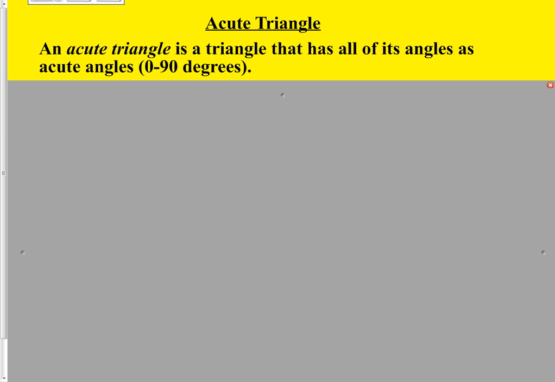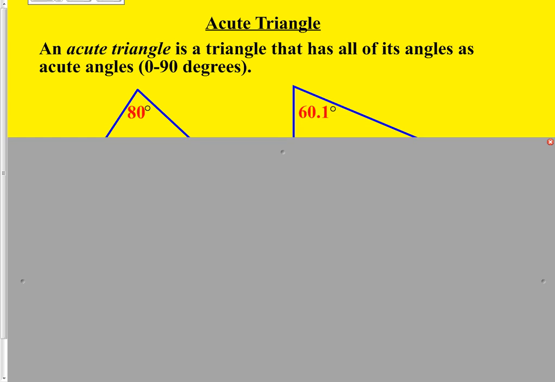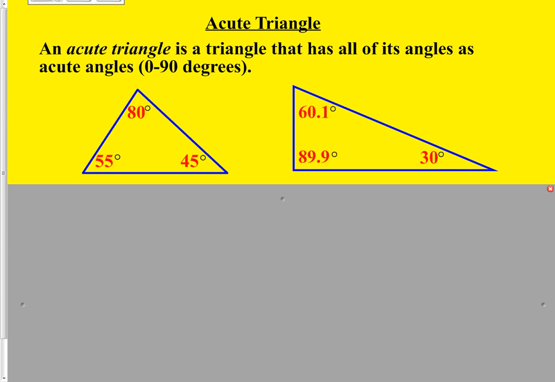Okay, so every triangle has two acute angles. If you take two of them away, is the third one also acute? If it is, then you have an acute triangle. And I've provided you with a couple of examples here.